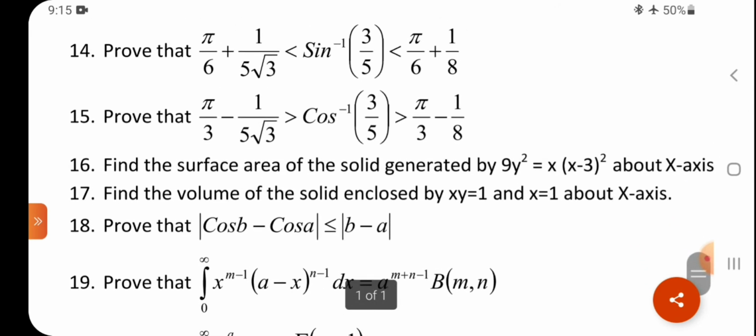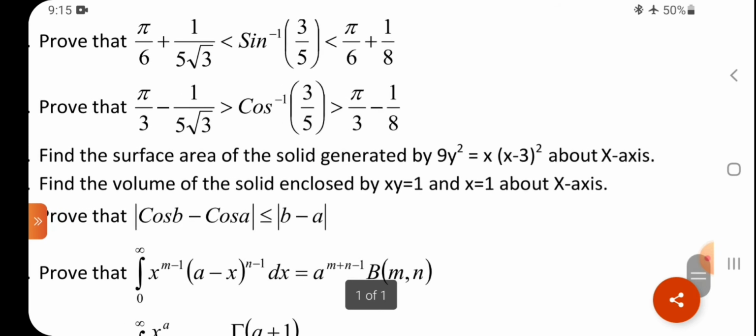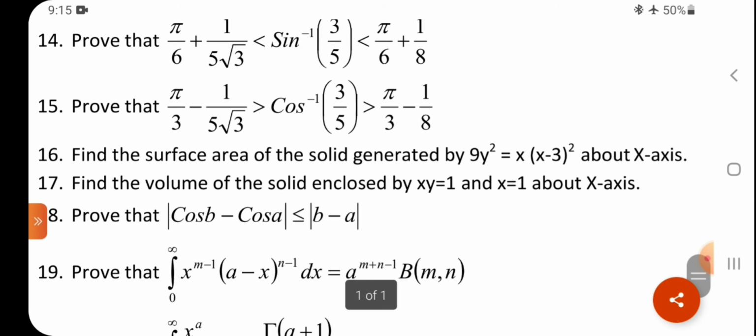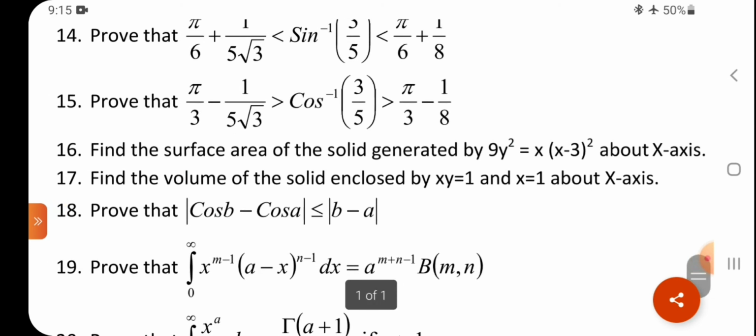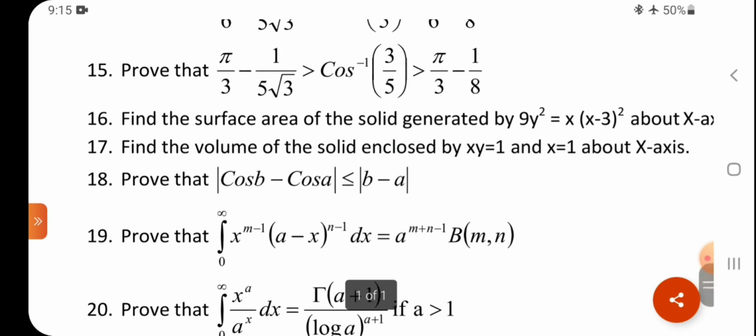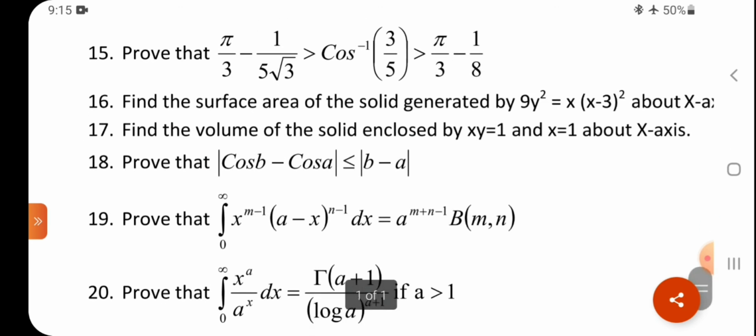16th, find the surface area of the solid generated by a function, which is given, about the x-axis. We have a standard formula, so directly you can find out the answer. Find the volume of the solid enclosed by xy equal to 1 and x equal to 1 about the x-axis. Here two different functions are given, and corresponding to those functions you calculate the value. Prove that modulus of cos b minus cos a is less than or equal to modulus of b minus a. Normally you can use the Lagrange principles in order to get your statement.